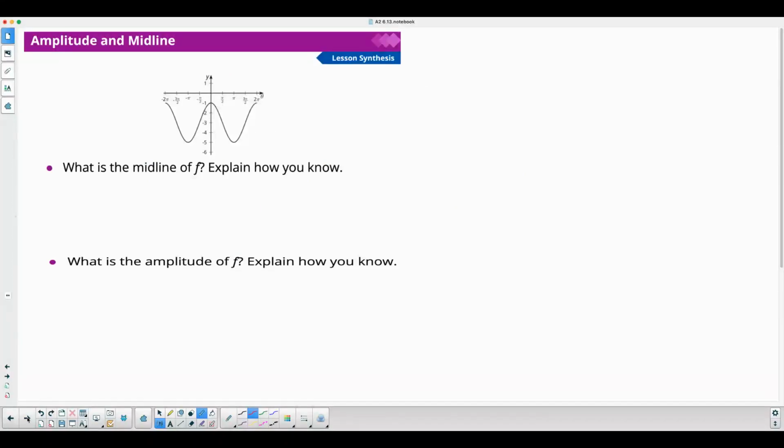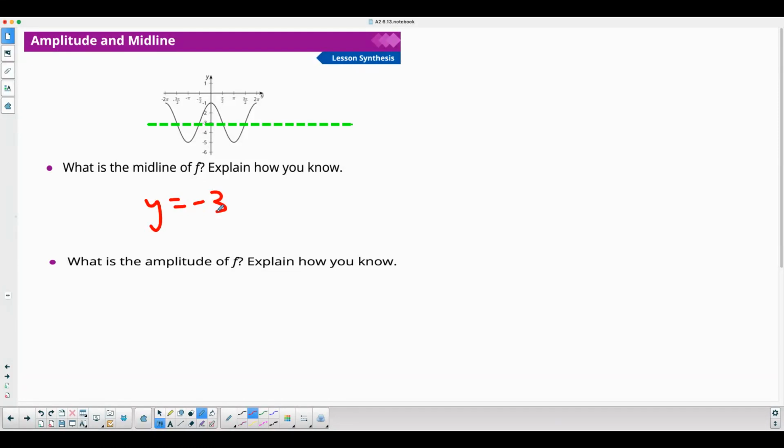All right, so let's tie it all together here. So what is the midline of f? Explain how you know. So you're going to just take a look at the graph here, and you're going to kind of go right through the middle there, and that looks about right. So that looks like my midline is y equals -3. And how do you know?